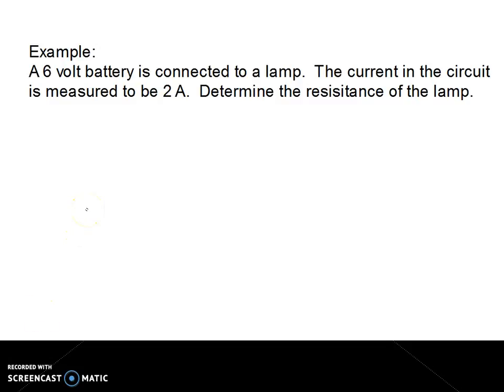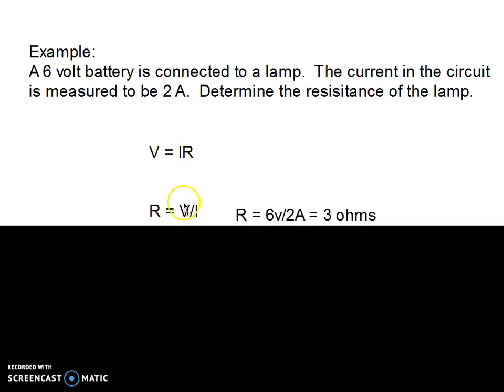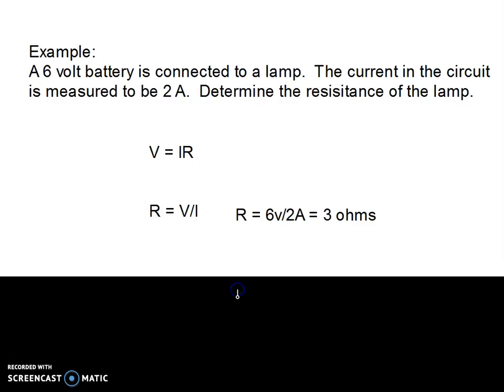So using Ohm's law is very simple. Here's our equation for Ohm's law. V is equal to I times R. And if I solve this for R, I get V divided by I. And when I substitute, 6 volts divided by 2 amps is 3 ohms. So the resistance of our lamp is 3 ohms. So using Ohm's law is very easy when you only have one component, that being the lamp in the circuit.